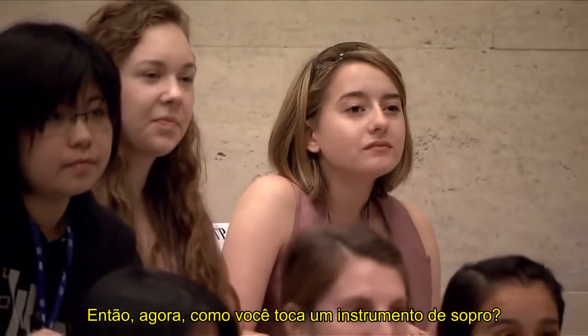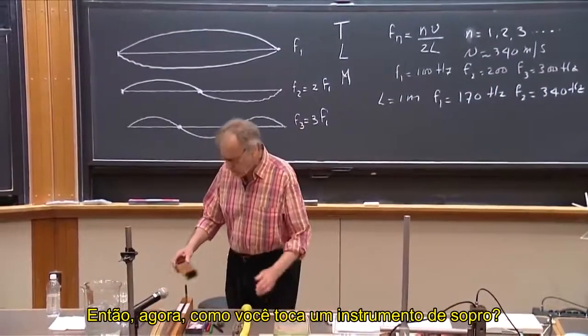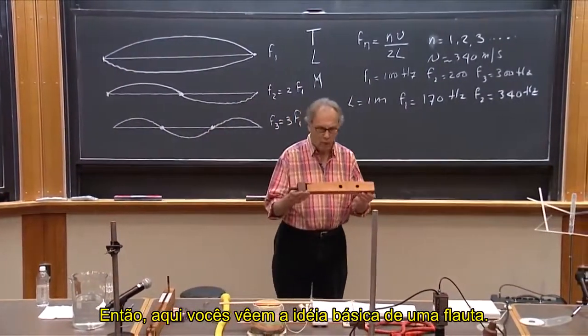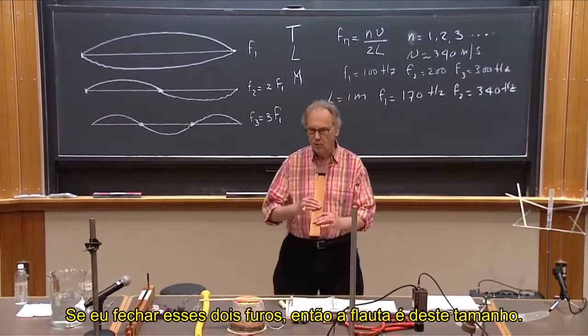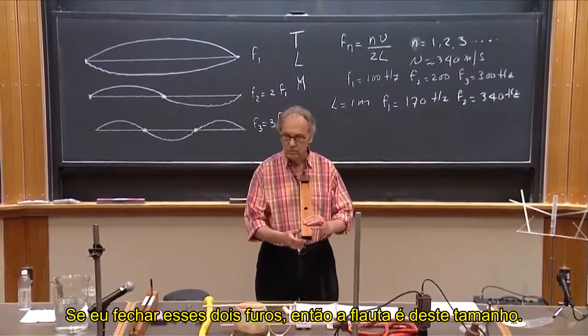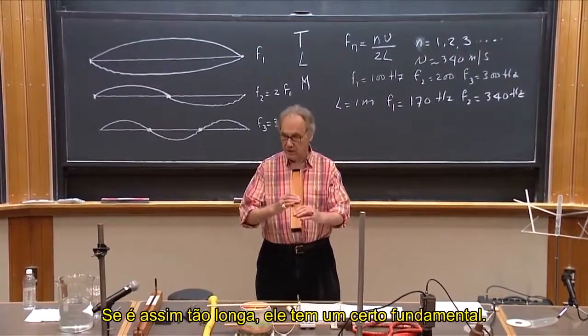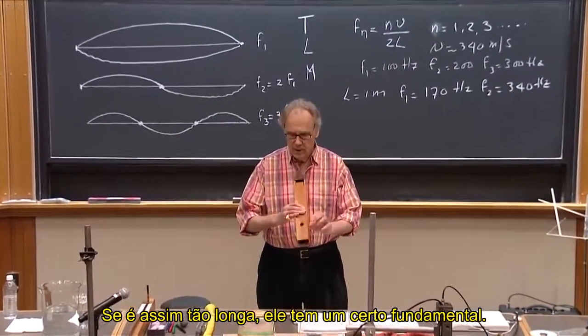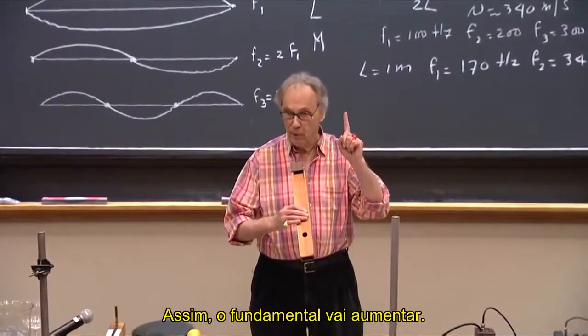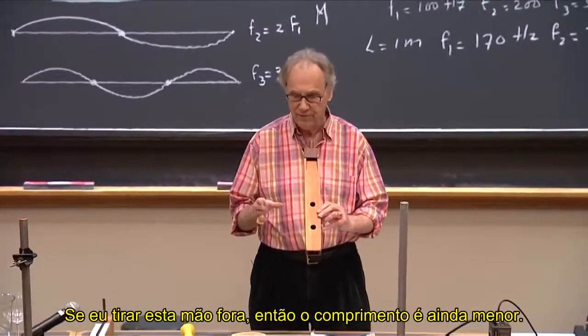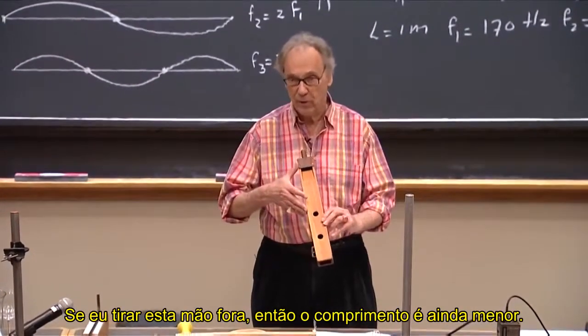So how do you play a woodwind instrument? Here you see the basic idea of a flute. If I close these 2 holes, then the flute is this long. If it's that long, it has a certain fundamental. If I take one finger off, then it becomes shorter. So the fundamental will go up. If I take this hand off, then the length is even shorter.